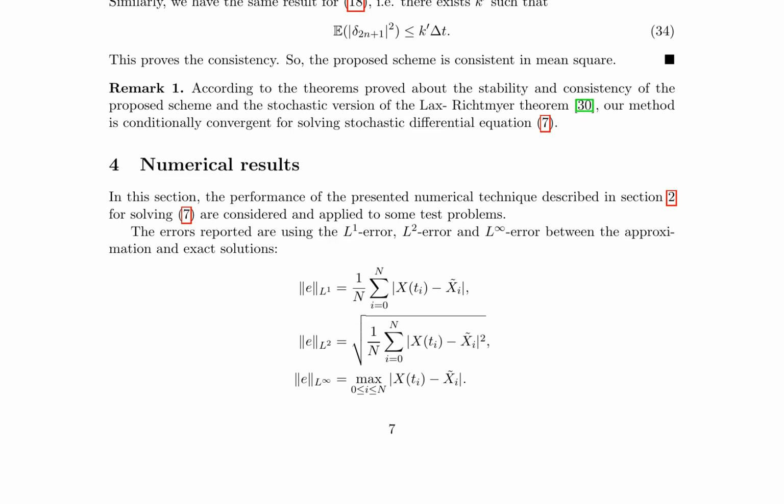The paper then proceeds to present numerical results, where the performance of the proposed numerical technique is evaluated for solving stochastic differential equations. The errors are measured using the L1 error, L2 error, and L infinity error between the approximate and exact solutions, defined as the average absolute error, root mean square error, and maximum absolute error, respectively.